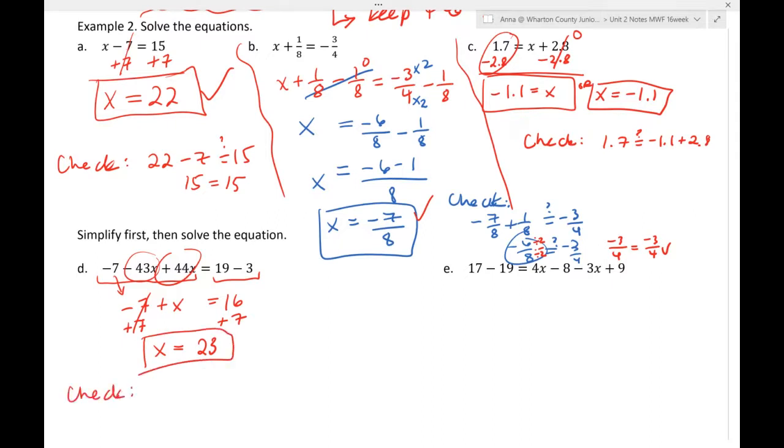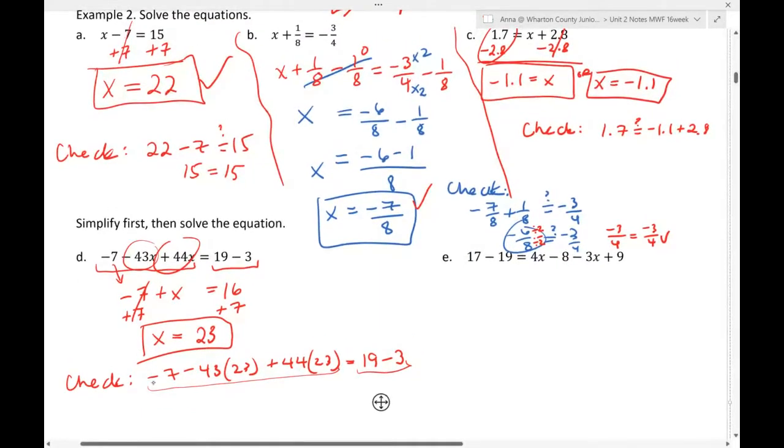When you check this one, which I'll ask for you to do on your own, plug it into the original. Because if you made a mistake with your combining like terms, you'll be able to catch it if you use the original. If you were to use the equation after you combine like terms, and you combined like terms wrong, you'd be checking with the wrong equation. So please make sure when you check, you plug it into the original equation you were given. And then also you can use your calculator to evaluate each side of the equation.